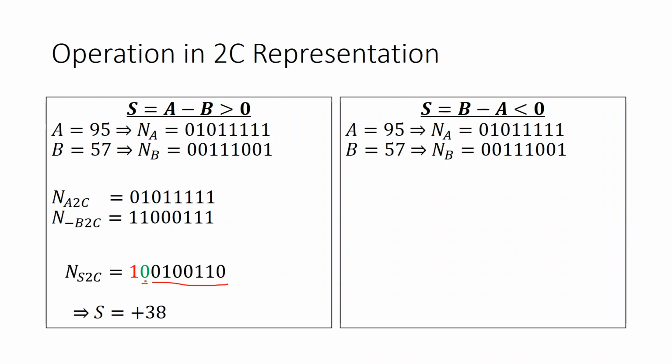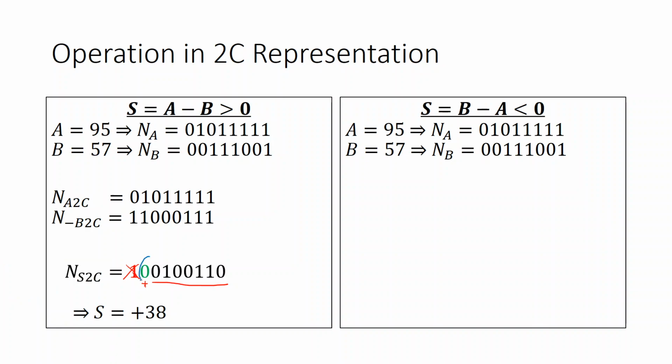This gives you the sign, so the plus is coming from here, and this is basically ignored or discarded. So your result is plus 38 and you get the right answer. So in the result, if you are asked to find out the result in the 2's complement representation, the number that you will write is this.